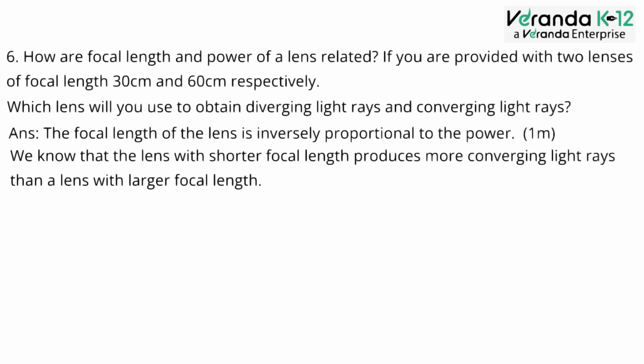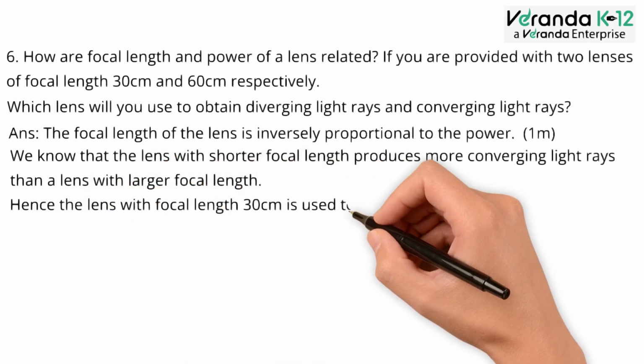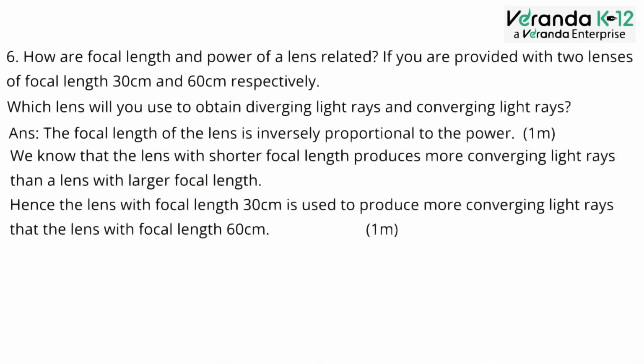The relationship between focal length of the lens and power of the lens is they are inversely proportional to each other. Coming to the second part of the question, we know that a lens with a shorter focal length will produce more converging light rays than a lens of higher focal length. Over here, the lens with the lesser focal length is 30 centimeters. So we can use the lens with 30 centimeters to produce light rays more converging than that of a lens with focal length 60 centimeters.